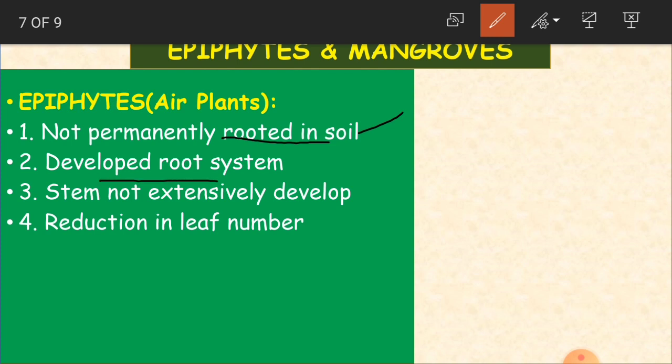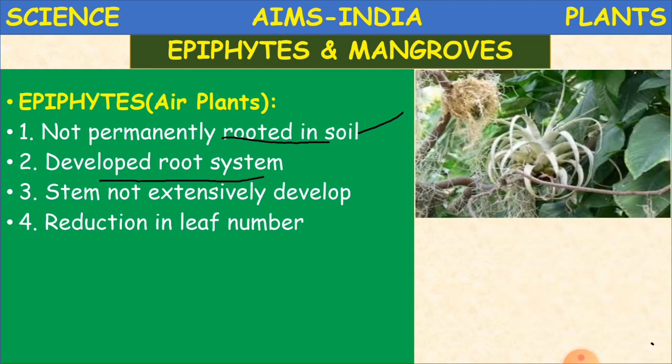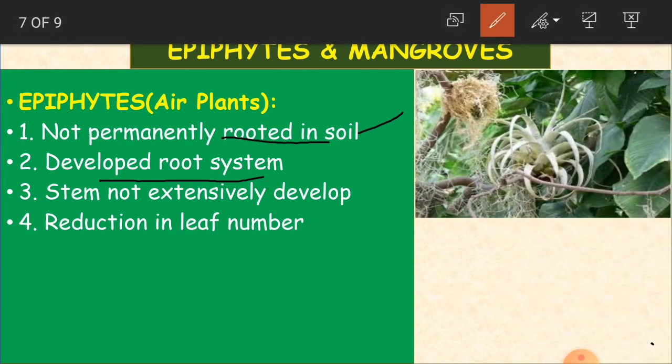They have a developed root system, but they are not in the soil. For example, here you can see these are the roots. This is one air plant. These are the roots here, but they are not in the soil. And the stem is not extensively developed, in the sense that it does not have a strong stem like other plants have.